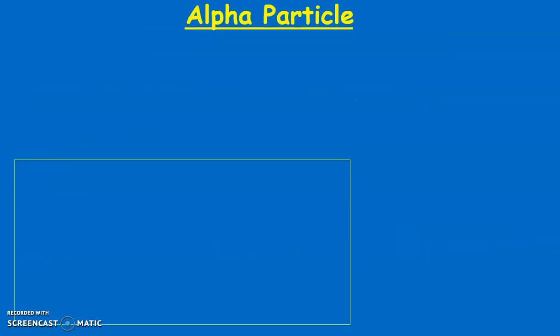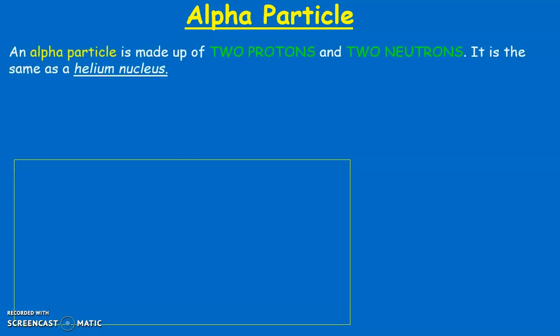Now let's go through each of these three ionizing radiations in detail. First one is the alpha particle. An alpha particle is made up of 2 protons and 2 neutrons. Now that structure is very important to know. 2 protons and 2 neutrons together makes an alpha particle. This structure is about the same as a helium nucleus, the center part of a helium atom. So sometimes an alpha particle is referred to as a helium nucleus.